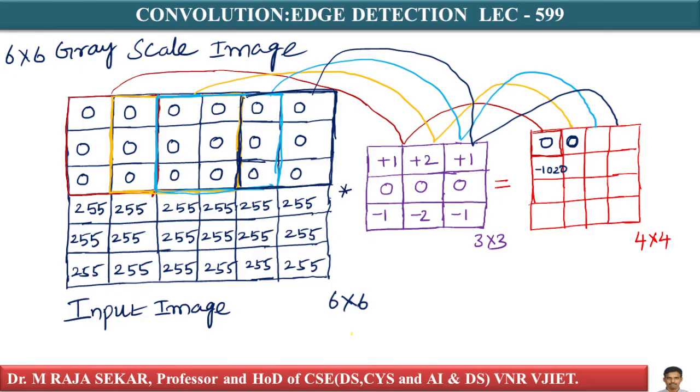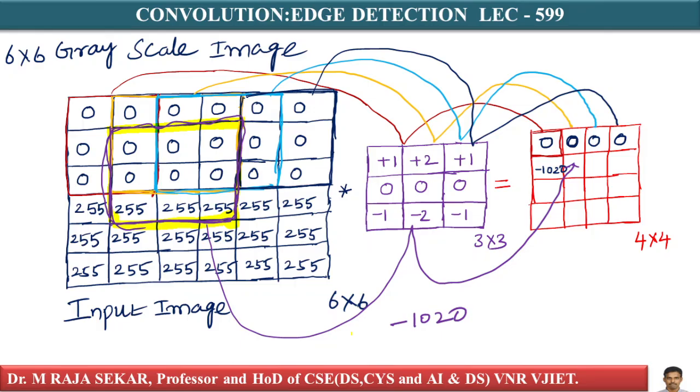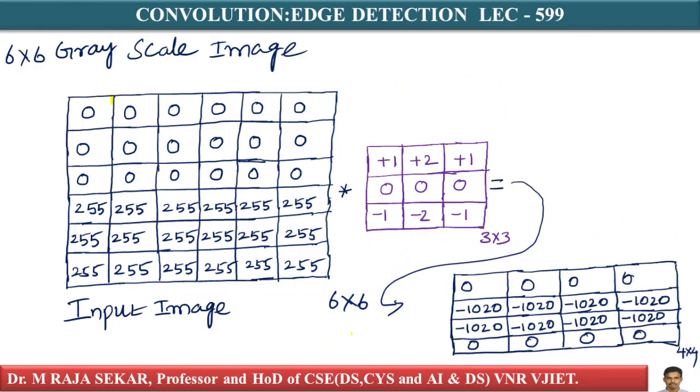For this cell, what will you get here? I have to multiply corresponding elements and add them. You will get these values. Just see, these are the cells, isn't it? This is the procedure. What am I doing here? I am doing component wise multiplication and addition, isn't it? If we keep on continuing this procedure, I will get these values.